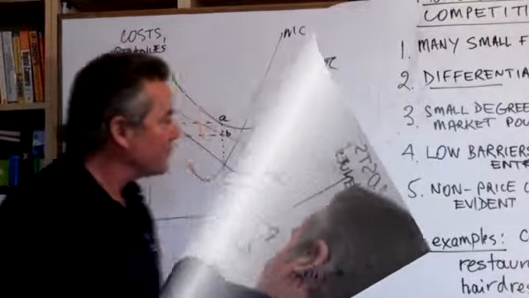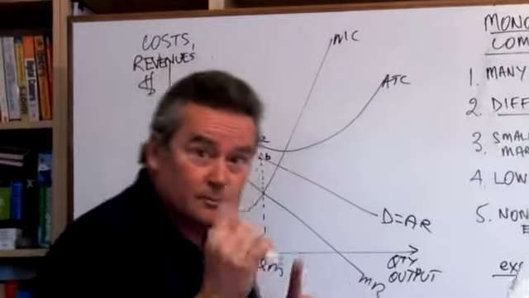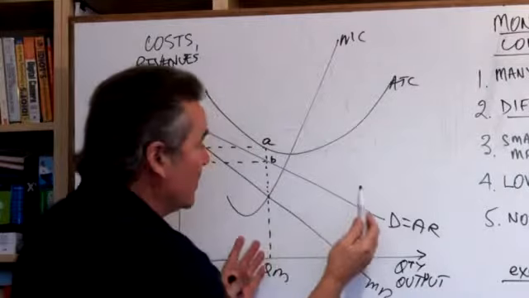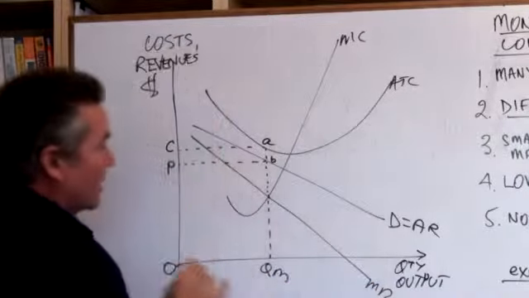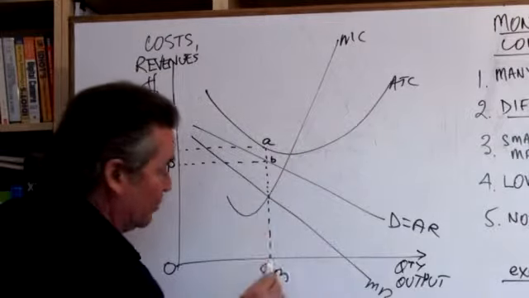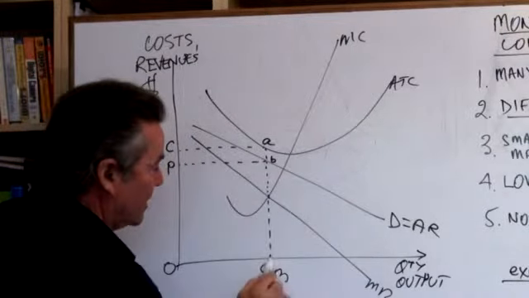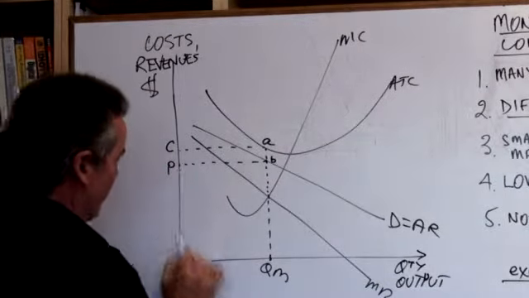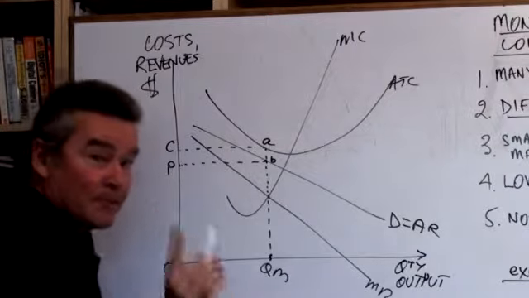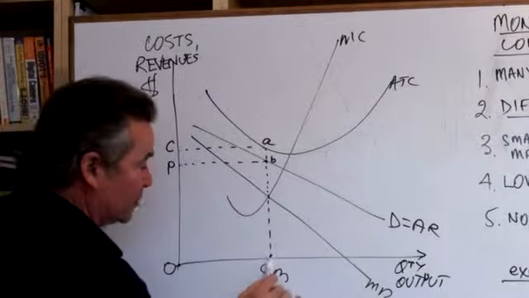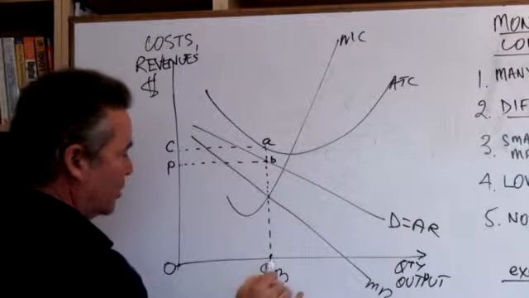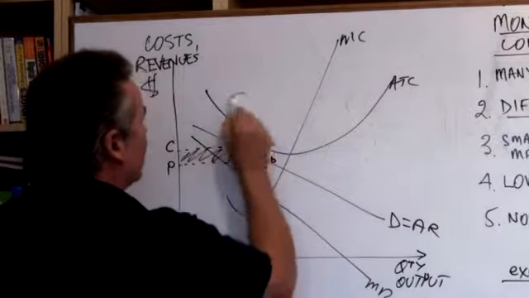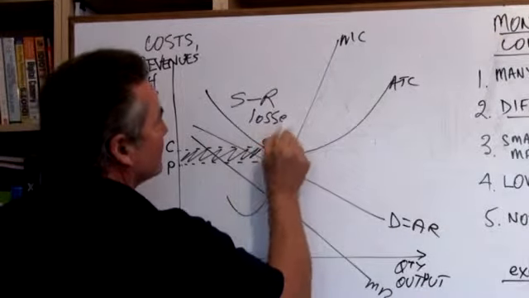Okay, what do we got? We've got an economic loss. Check it out. Our demand curve has moved to the left. We've lost market share. So our profit maximising position, still MC equals MR, generates a price of OP, and therefore revenues of OPBQM, but it's costing us ACQM to produce this quantity of output, QM. So what have we got here? We've actually got short run losses.